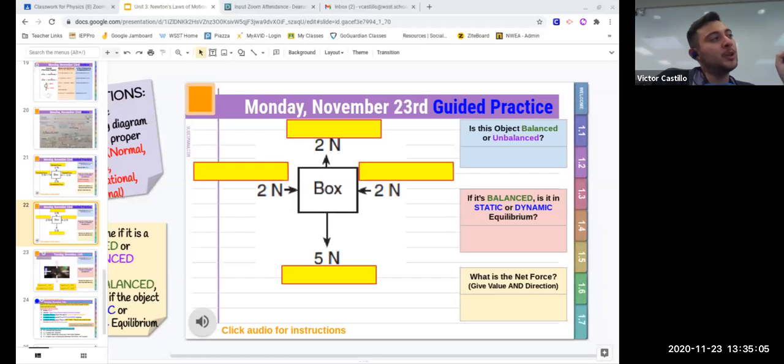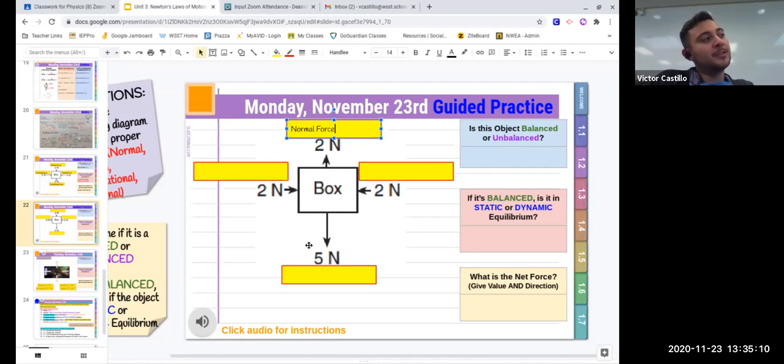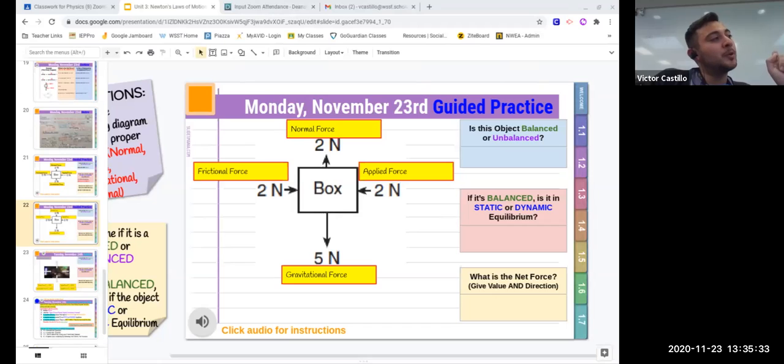Now for slide 22, the arrows are still pointing the same direction, so we still know that this is normal force. We know the bottom one, if it's facing down, the arrow, it's considered gravitational force. And then we got applied force, and then the opposite one is always going to be frictional force. Now, the only difference between this one and the last one is that now we have different newtons of force. We got 2 newtons of frictional force, 2 newtons of normal force, 2 newtons of applied force, and then 5 newtons of gravitational force.